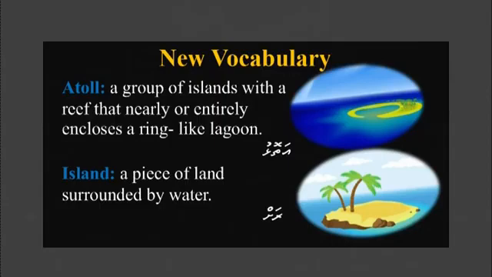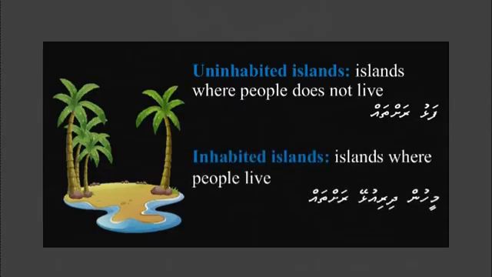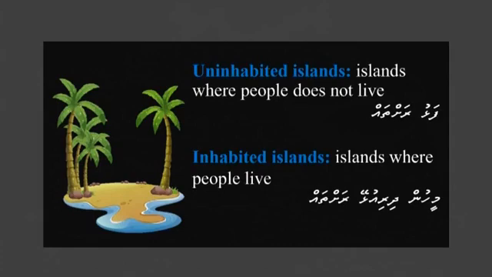The third word is uninhabited island. Islands where people do not live. Faluratta. The last word is inhabited islands. Islands where people live. The Divehi name for inhabited island is Mihundirule Ratta.